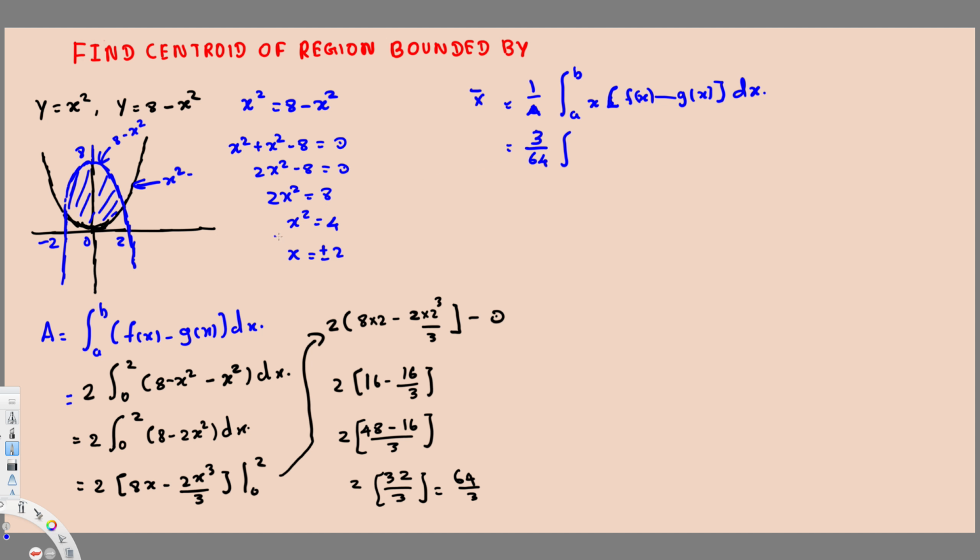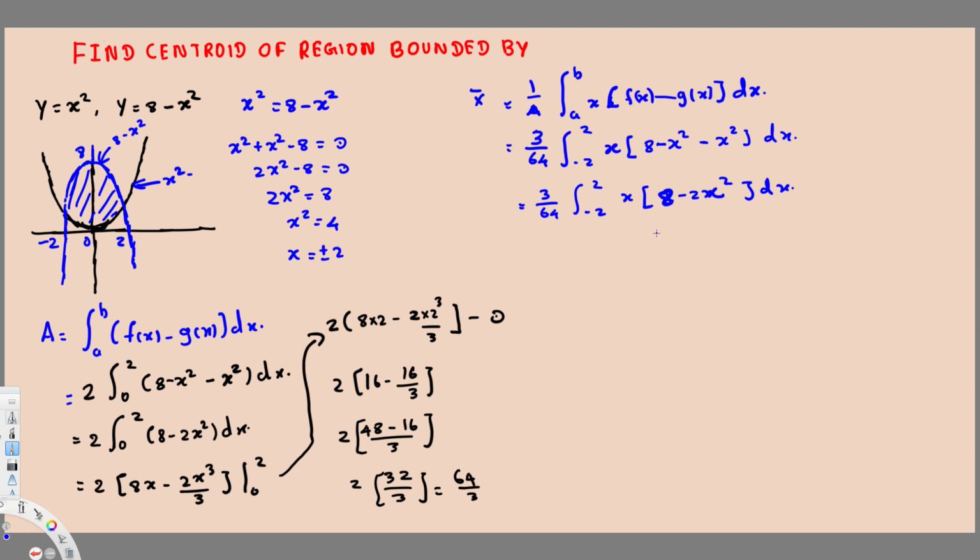And the limits of integration, minus 2 to plus 2. x is going to be just x, and then the top function is 8 minus x square, and the bottom function is just x square dx. So let's simplify this one. 3 over 64, integral from minus 2 to 2. This is going to be 8 minus 2x square, 8 minus 2x square dx, right?